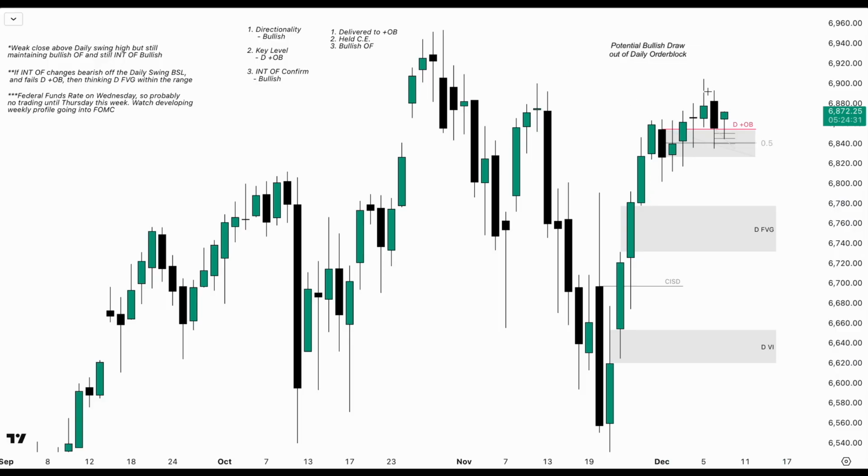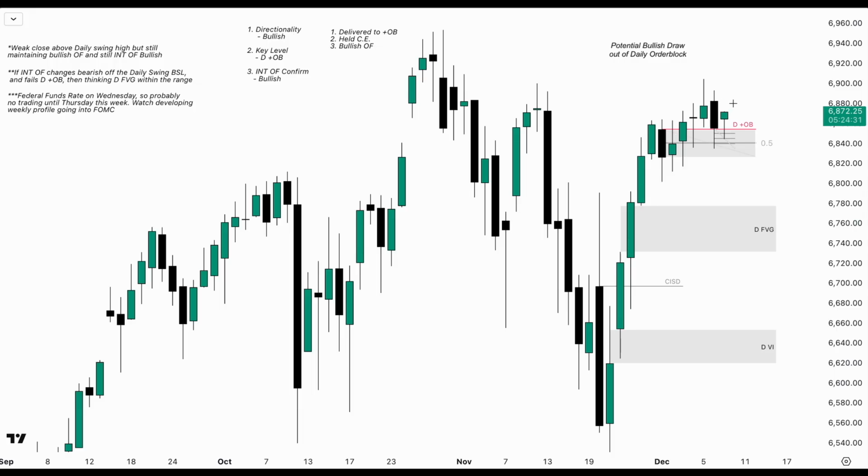We see price came up here and took out this high right here, kind of manipulated it with this long upper wick, retraced back within this range down into this daily order block right here. We see that this candle right here held strong on this consequent encroachment of this bullish daily order block, and you can see that we're still kind of reaching up into the highs with this daily bullish order flow with these daily bullish PD arrays right here.